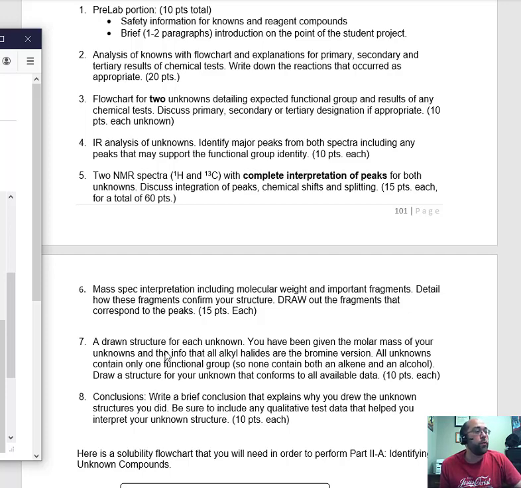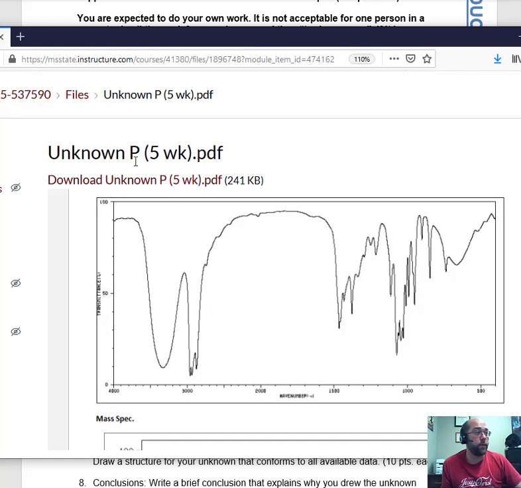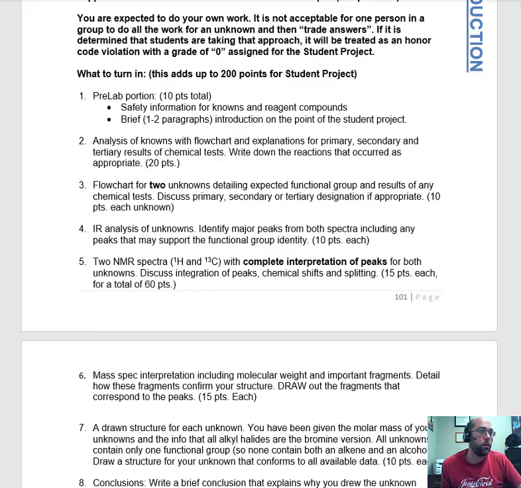But what I would recommend you do, especially for your lab report, is have one lab report. Then you're going to say, okay, analysis write-up for unknown P, right? That's what this one's labeled as. Analysis write-up for unknown P. If you don't have unknown P, don't write that in your lab report. Okay, so then analysis write-up for unknown P.